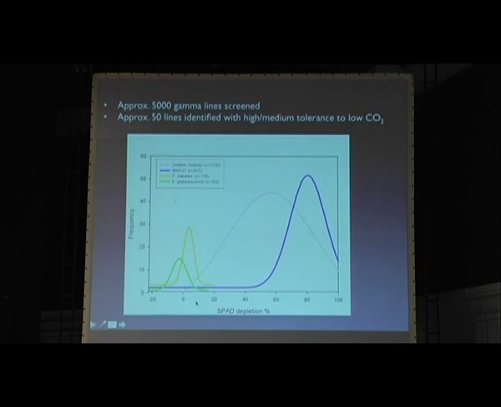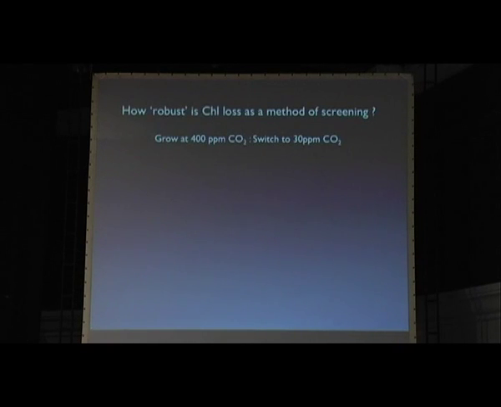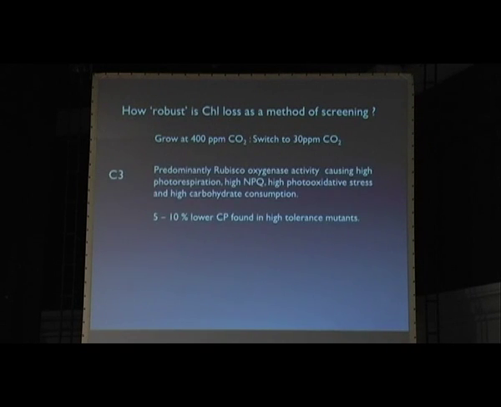in terms of screening for CO2 compensation point. So we're just coming to the end of this analysis, and we're asking ourselves how robust chlorophyll loss is as a method for screening. We think it works well. For a C3 plant under these conditions, we'll have mostly oxygenase activity, high oxidative stress as well, and high carbohydrate consumption. And we do find in the candidates a 5 to 10% lower compensation point in not all, but some of these highly tolerant mutants.